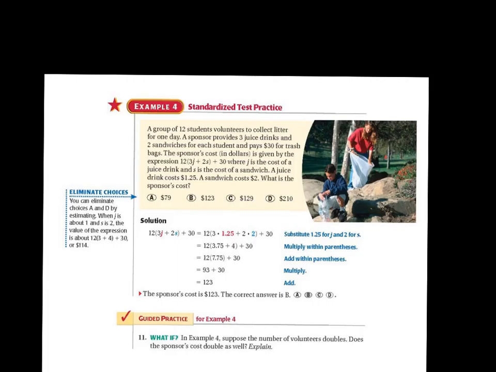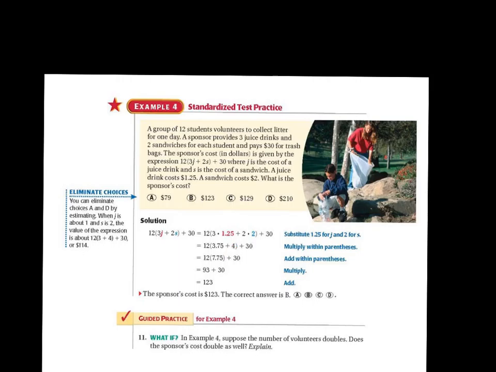Okay, so this one's pretty straightforward. We're just substituting in our information. So our $1.25, that goes in for our J. Our $2, that goes in for the S. And then we can go solve away. So as you've learned, the parentheses is what we need to do first. Inside the parentheses, we need to do our multiplication first, before we go back in and do our addition. So our 3 times $1.25, that becomes $3.75, and our 2 times 2, that becomes 4.